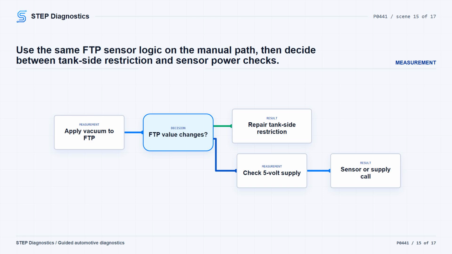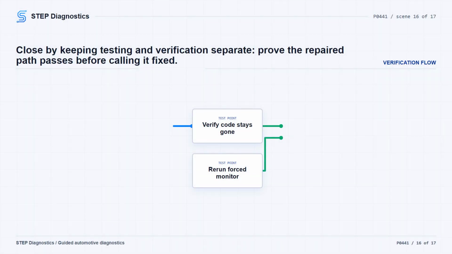If the FTP value does not change, disconnect the FTP sensor connector and check the 5-volt supply at the connector. It should be between 4.9 to 5.1 volts. If it is in range, verify pin terminal contact at the FTP sensor connector. If the connector checks good, replace the FTP sensor. If the voltage is not in range, repair the FTP sensor 5-volt supply circuit for an open or high resistance. Keep verification separate from the testing.